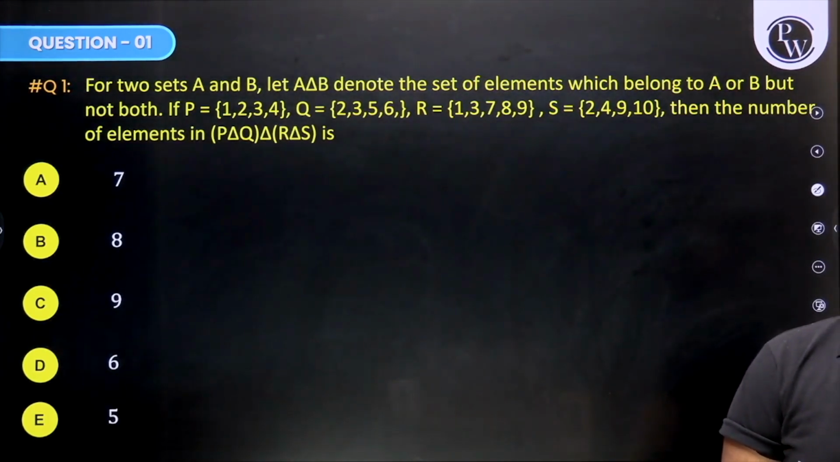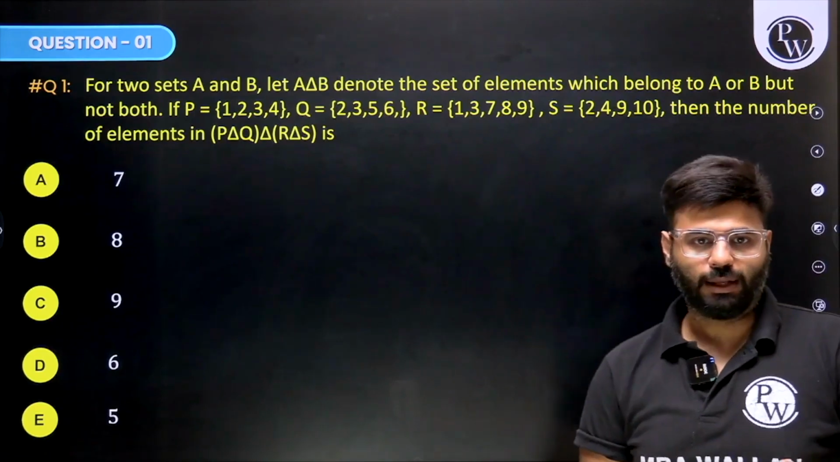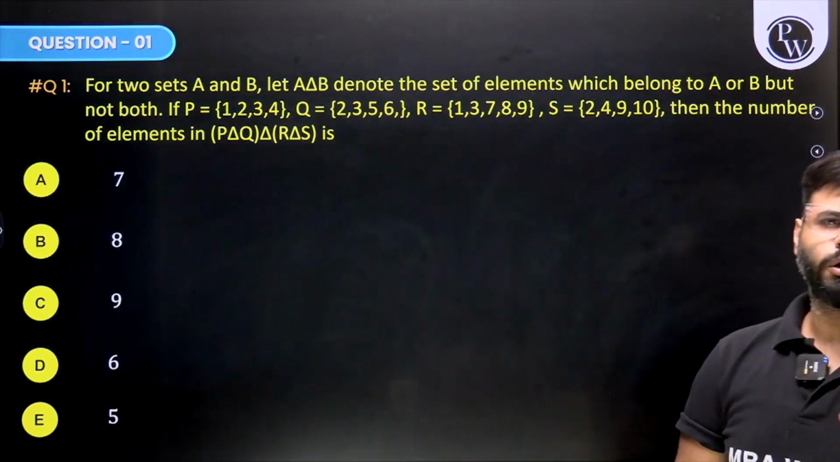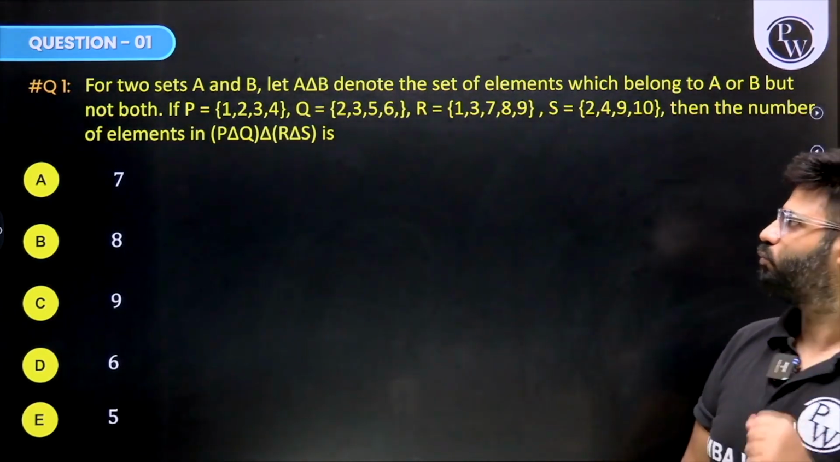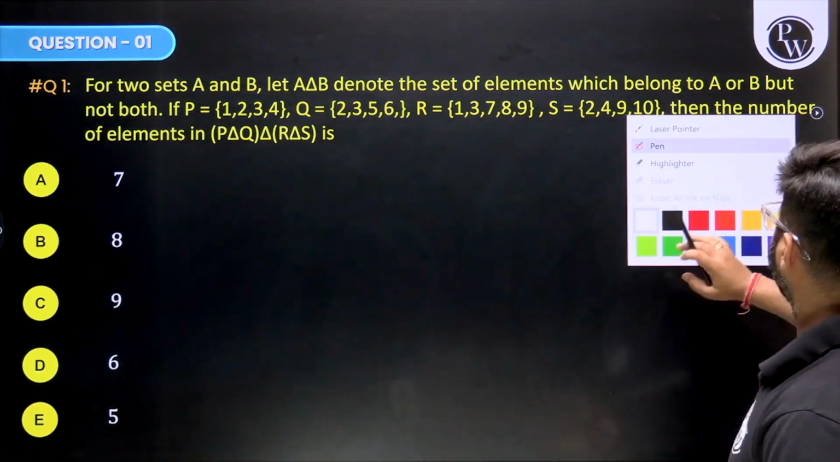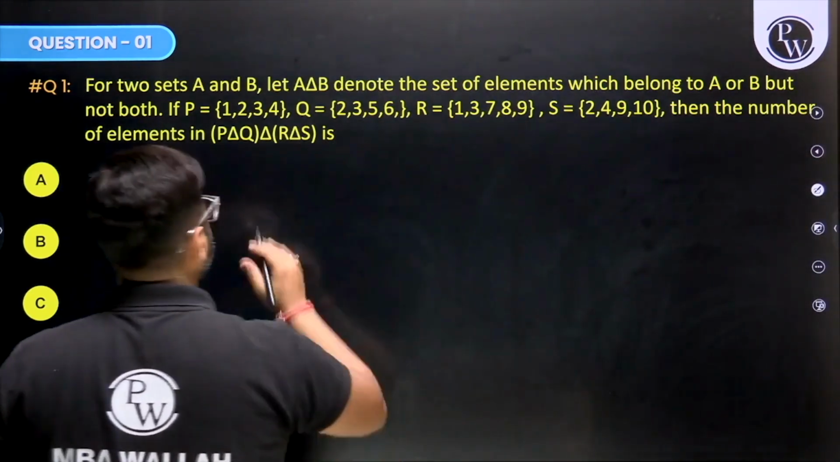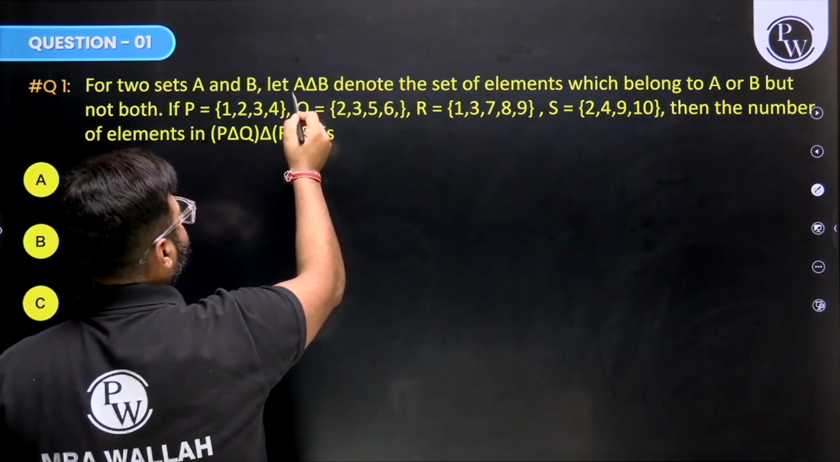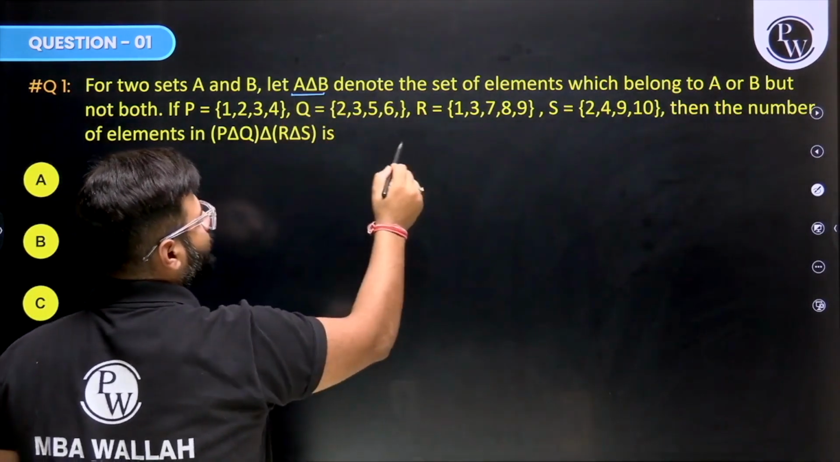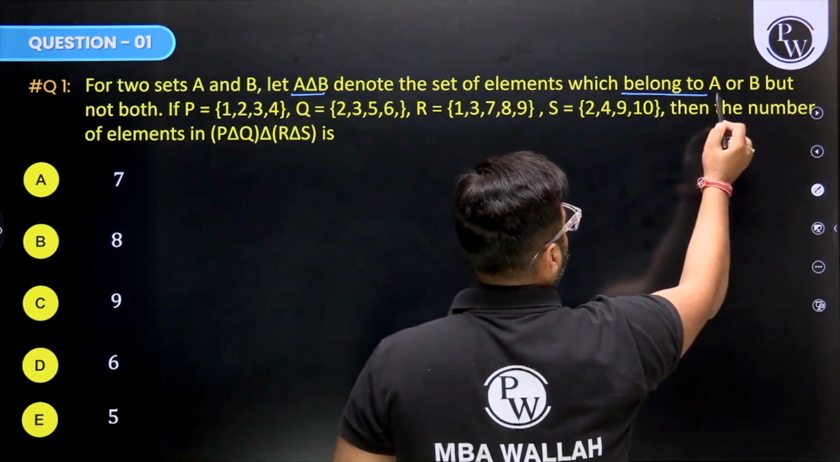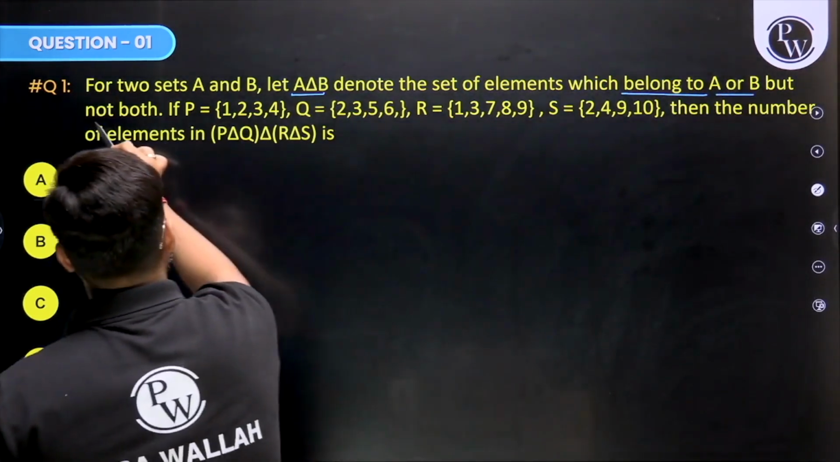Okay. I'm assuming that you have done it on your own and you have got the answer, right? Then only play the video. Just watching it like a movie won't fulfill the purpose. Chalo. Hoping and assuming that you have done it, I'll try this now. For two sets A and B, let A triangle B denote the set of the elements which belong to A or B but not both.